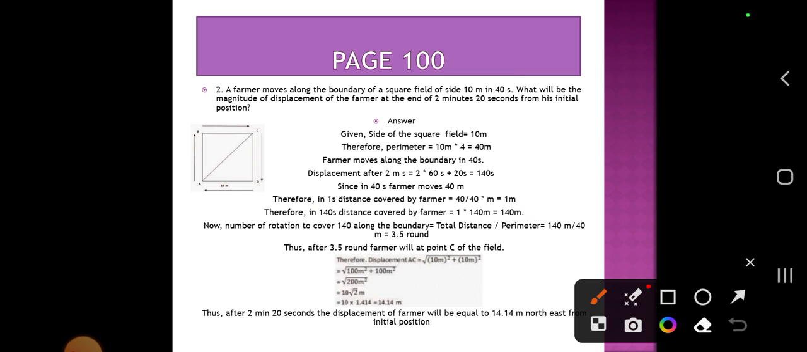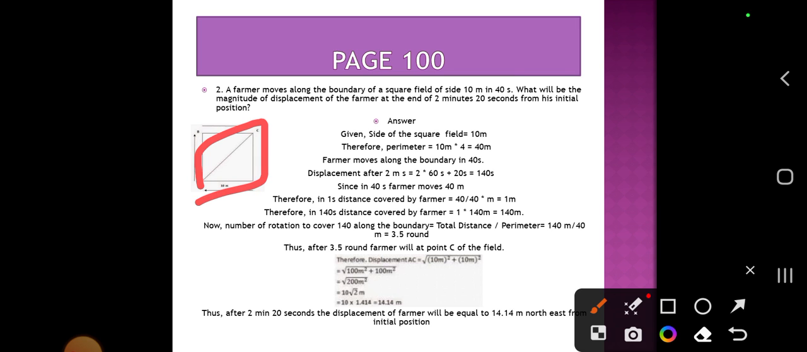Now we also have to find the total rounds, because we need to find the displacement, from the initial place to the last place where he reached. So we need to first find how many rounds he covers. For that, we divide the total distance by the perimeter, so we get 3.5 rounds.